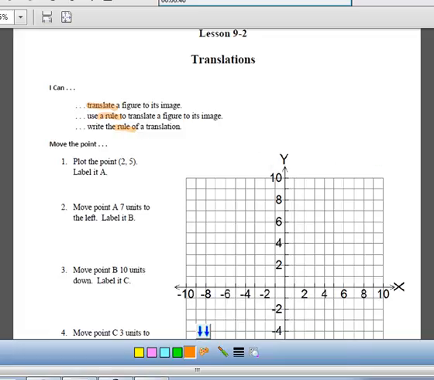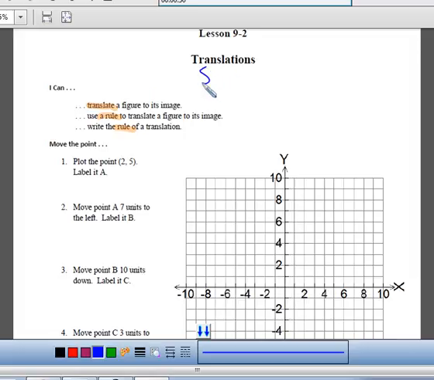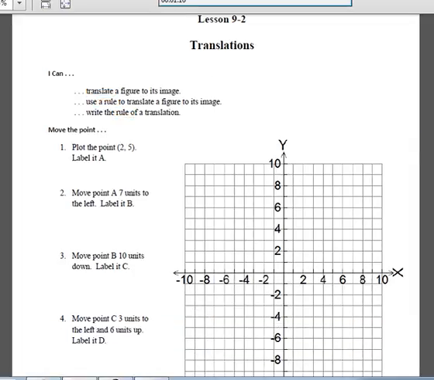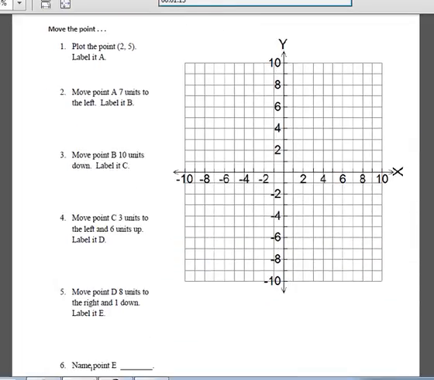Okay, so before we continue, just remember translations are slides or sliding. That is the motion that we are going to be observing with this. It is not a flip, it's not a turn, it is a slide. Okay, so we have an example on page 11, and we'll work through this together.